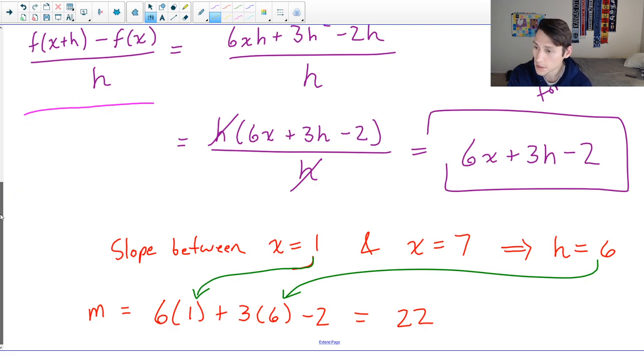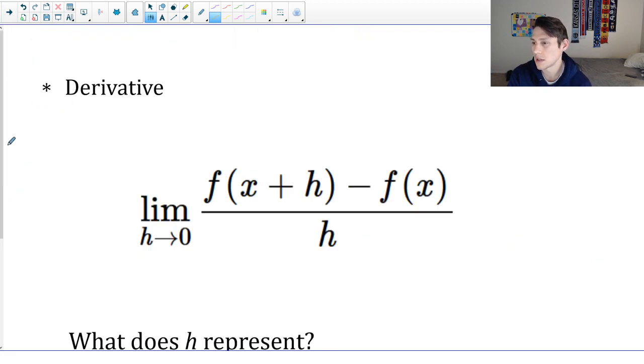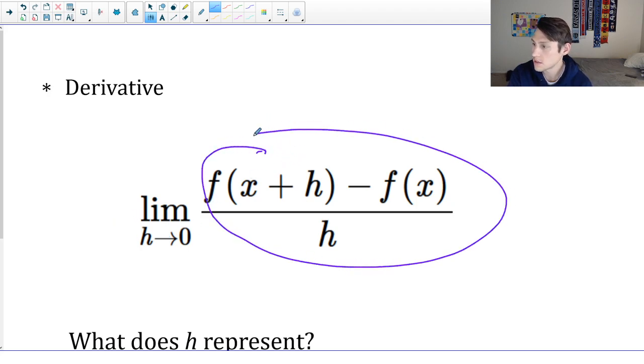Okay, so we're going to use difference quotient now for something called a derivative. A derivative is a limit as h approaches 0 of the difference quotient. So what I have circled in purple is the same exact formula of the difference quotient, right? It is the difference quotient. f of x plus h minus f of x divided by h.